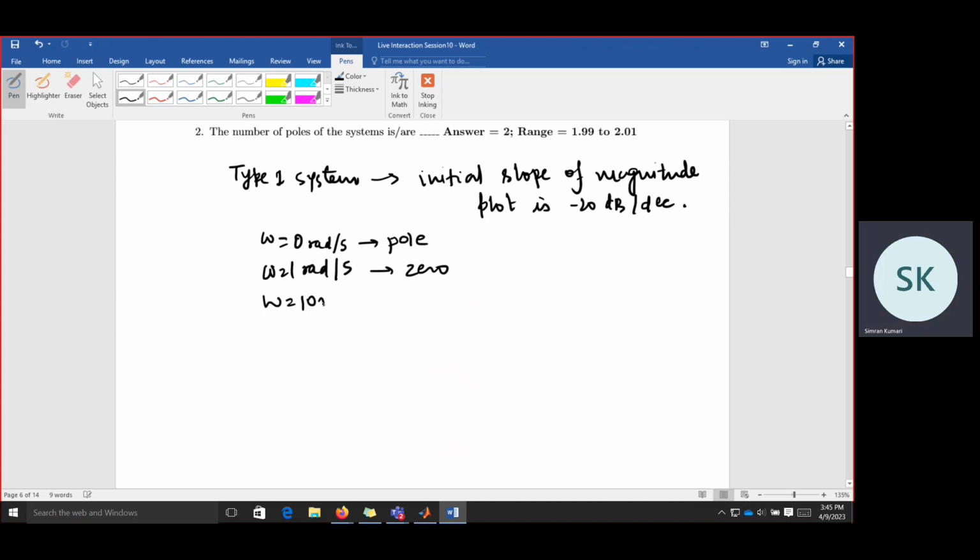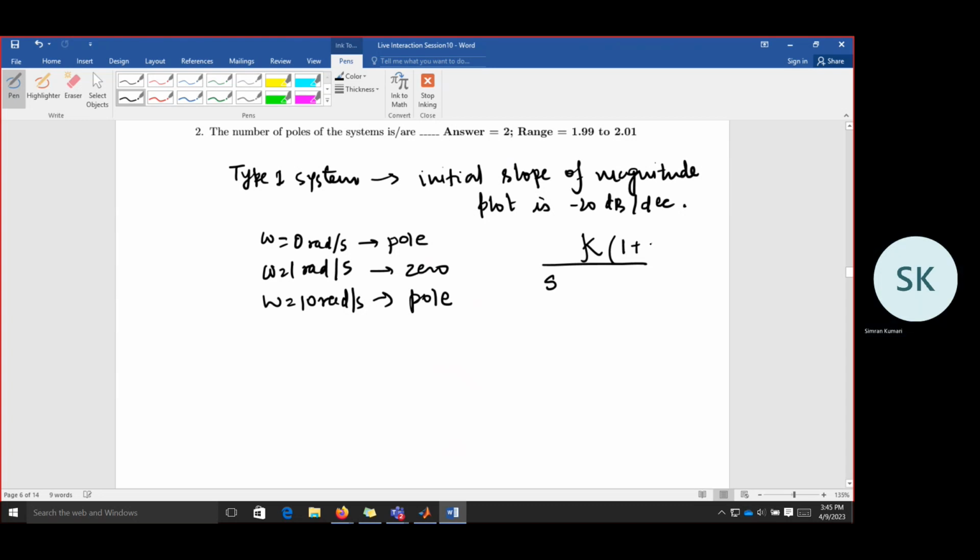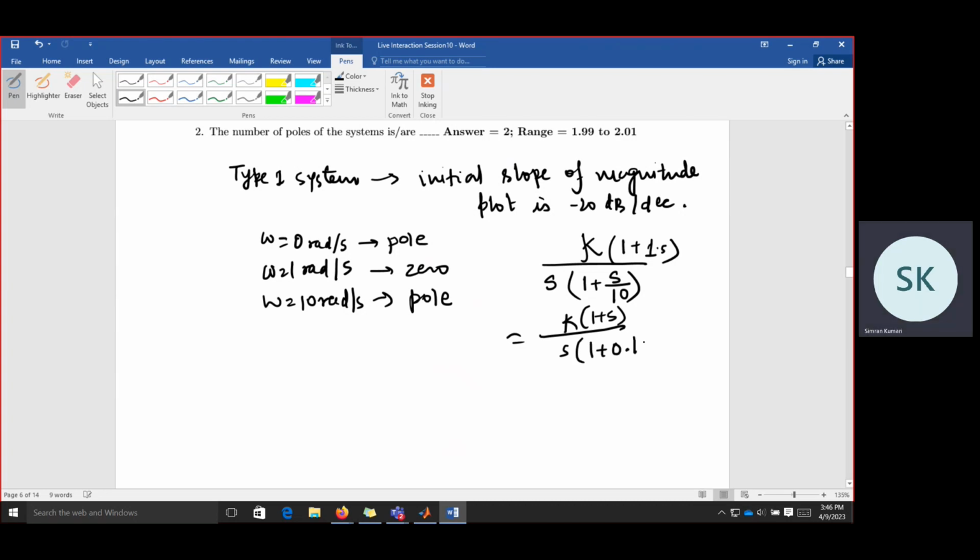And at omega equal to 10 radian per second, we have one pole. So as of now, at least we can say this is a type 1 system. So we have 1 by S. Suppose this is gain K, which we don't know. So this is S, and then we have 1 zero at 1 radian per second. So this is 1 plus S, since omega is 1 by tau, so this will be tau S. So this is 1 into S, and this is 1 plus S by 10. What is this? K times 1 plus S over S times 1 plus 0.1 S.